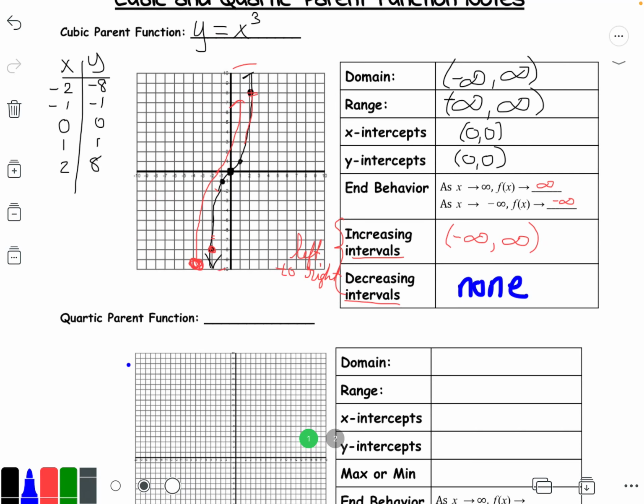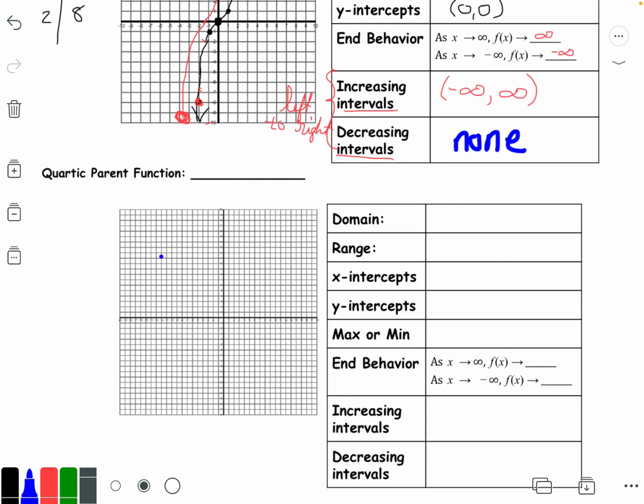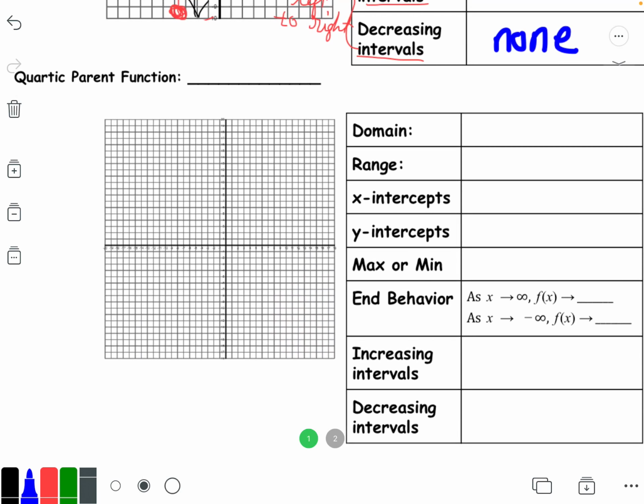So now let's go ahead and move on to a quartic function. So what does a quartic function look like? Well, just like a cubic function meant that y was equal to x cubed, a quartic function means that y is equal to x to the fourth power. The word quart, quarter, quartic, that all kind of goes with the word four.